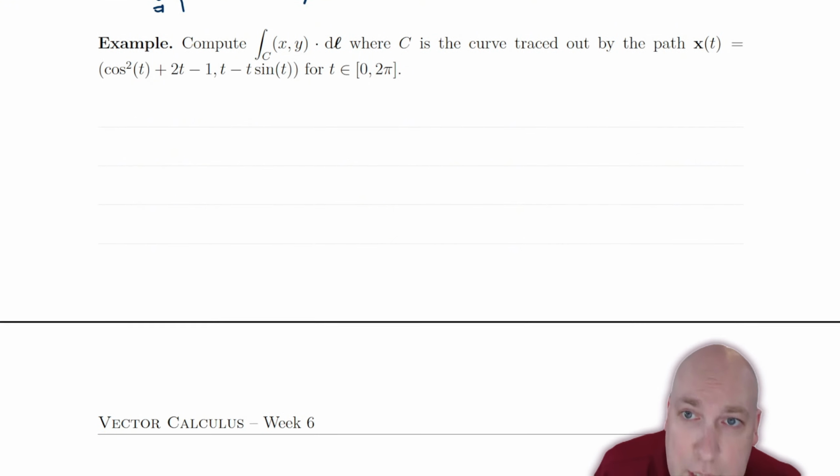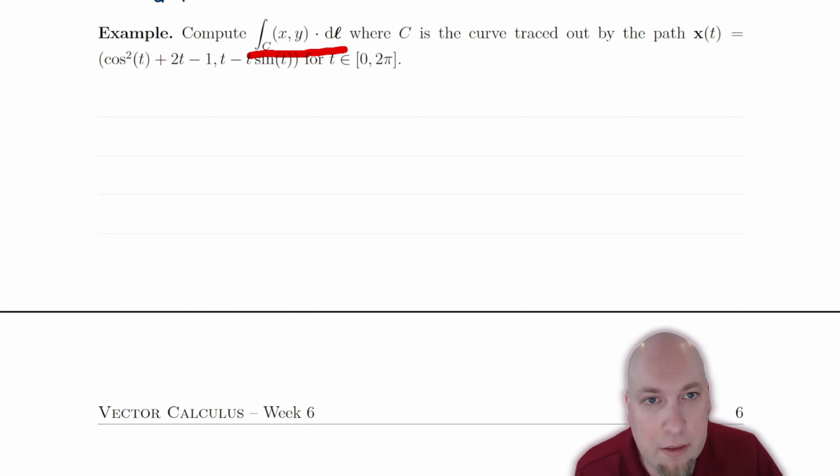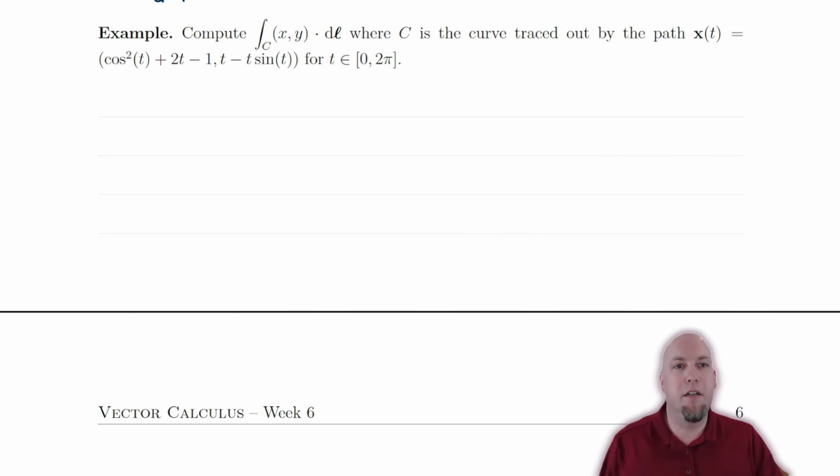Alrighty, let's go on and do some computational examples. Let's see how we can make use of this theorem here. Let's compute this vector line integral, where C is the curve traced out by some horrific path, where t is going between 0 and 2 pi.